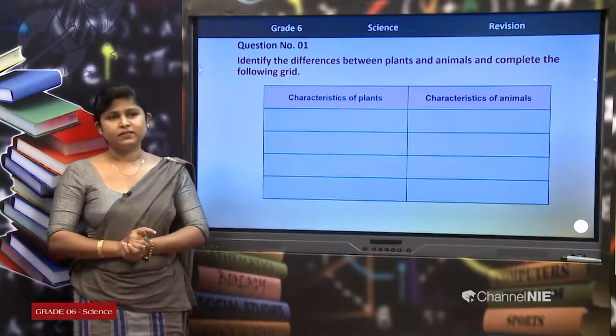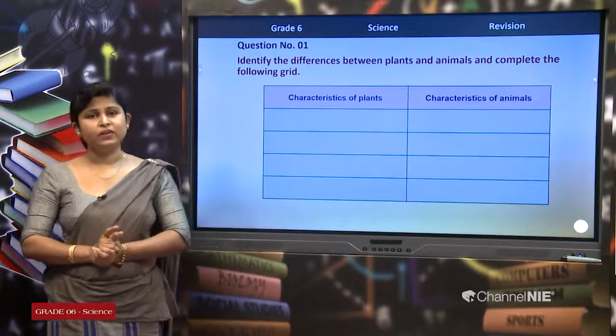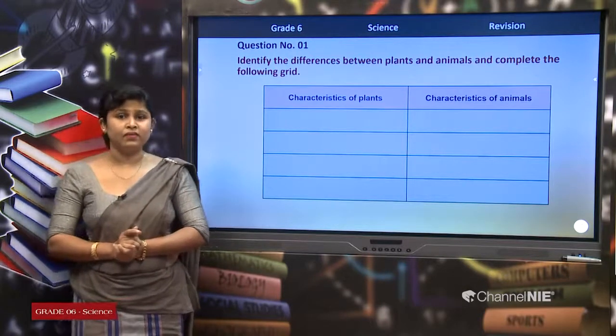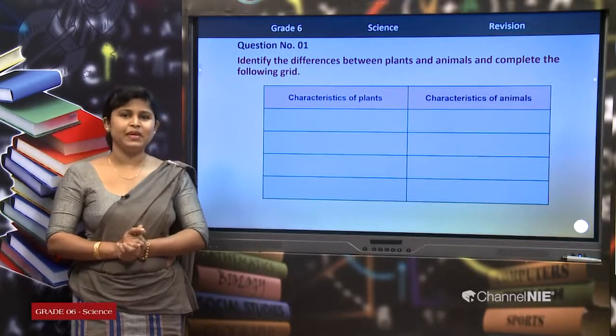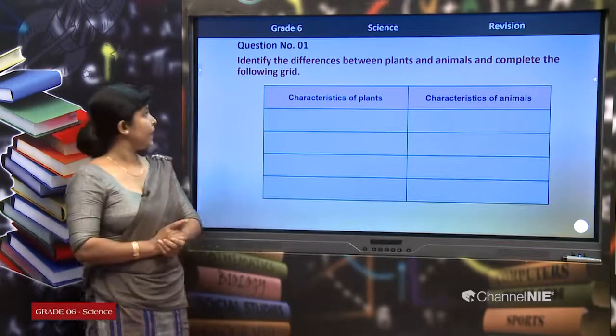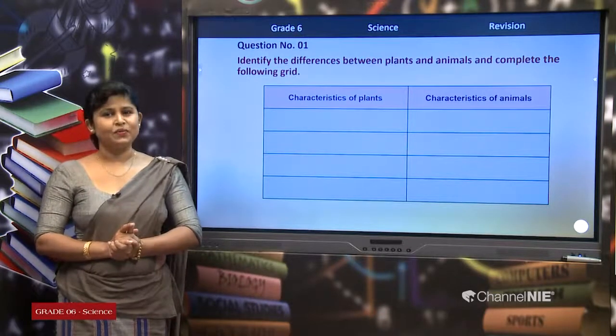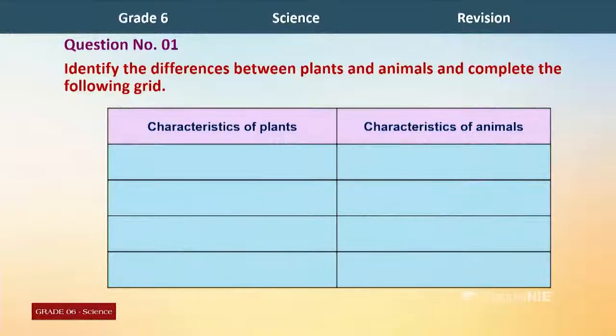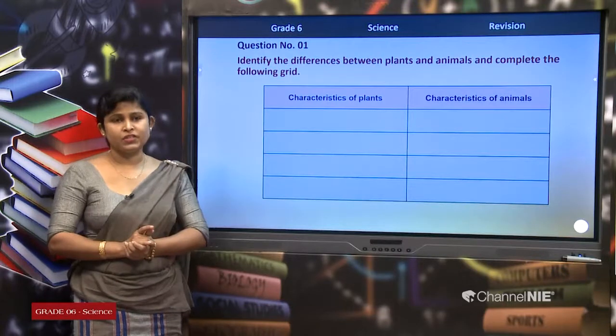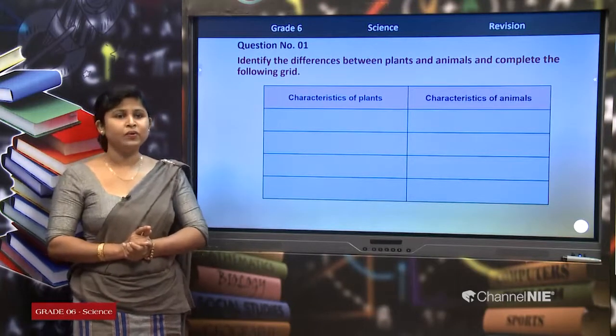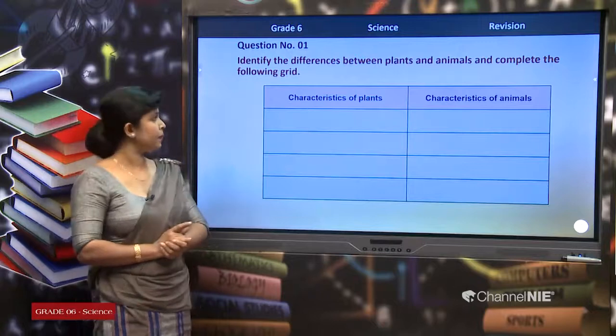Question number 1. This question is based on Unit 1, Wonders of the Living World. Look at the question. I think you all can read the question with me. Identify the differences between plants and animals and complete the following grid. Right? I am sure that you have got your writing book in your hand. So, you have to take down the question. You can draw the grid in your writing book and let us see the answers.